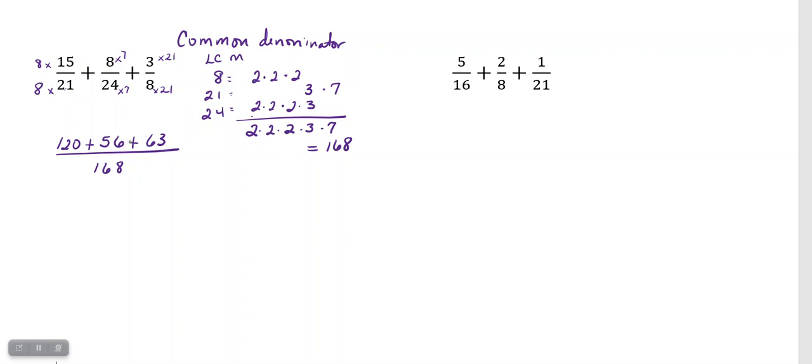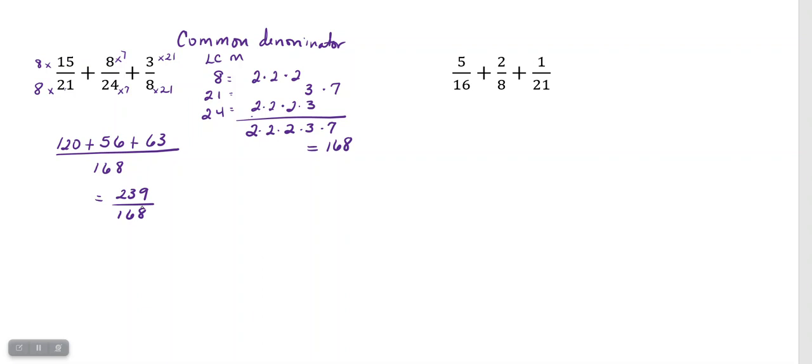And then I want to add those 3 together. 120 and 56 is 176, plus 63 is 239, over 168.